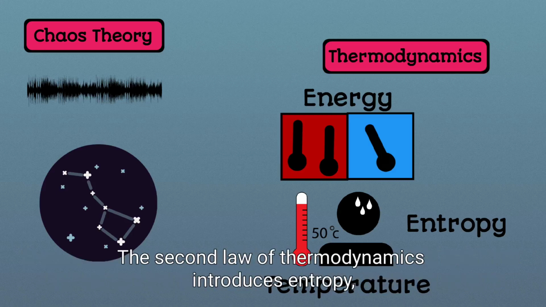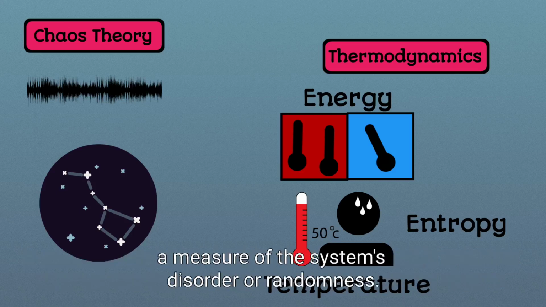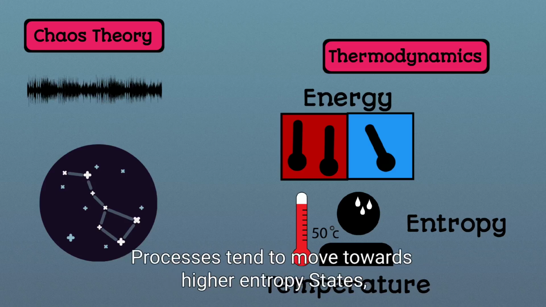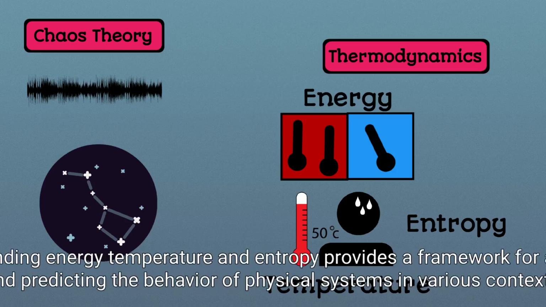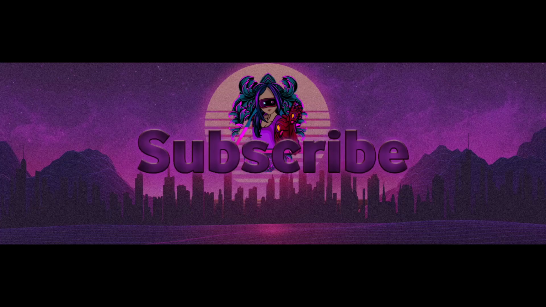The second law of thermodynamics introduces entropy, a measure of the system's disorder or randomness. Processes tend to move towards higher entropy states, reflecting the natural tendency for systems to evolve towards greater disorder. Understanding energy, temperature, and entropy provides a framework for analyzing and predicting the behavior of physical systems in various contexts, from engines to chemical reactions.